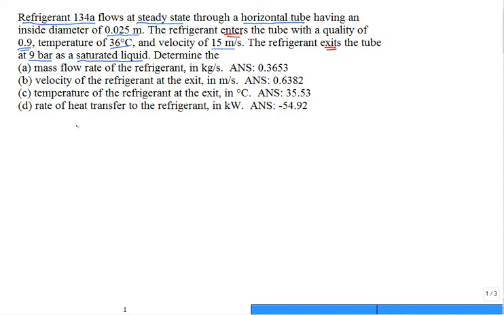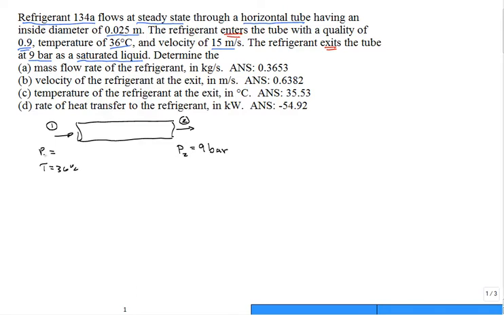Okay, so we make a sketch. Here is our tube. And we have inlet on one side. We'll call it state 1 flowing in, exit state 2. And they give us some information about the conditions. So at state 1, it has a temperature of 36 degrees C, and I'm going to put pressure as a placeholder because over here pressure at 2 is given to be 9 bar.